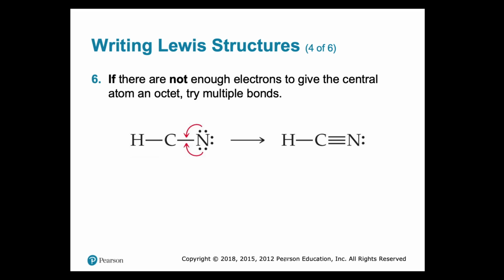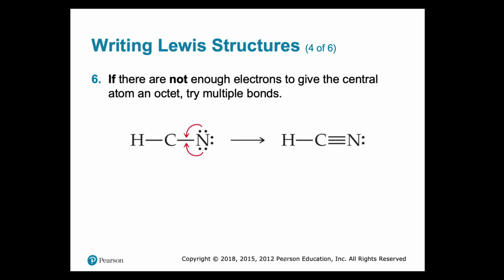Anyway, this is going to be an example where you have to make some double bonds, or triple bonds, of a Lewis structure. We have hydrogen cyanide here. This is the producer of cyanide gas, the thing that kills you.